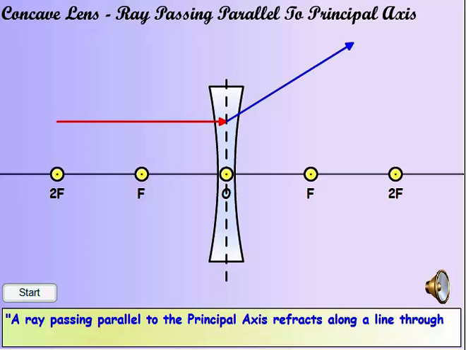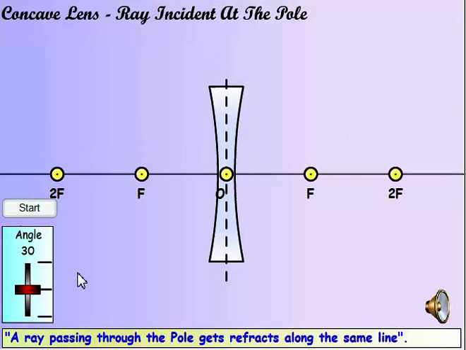If a ray passes parallel to the principal axis of a concave lens and strikes the lens, it will deviate along a line from the focus. A ray incident at the pole of a concave lens will continue without any deviation.